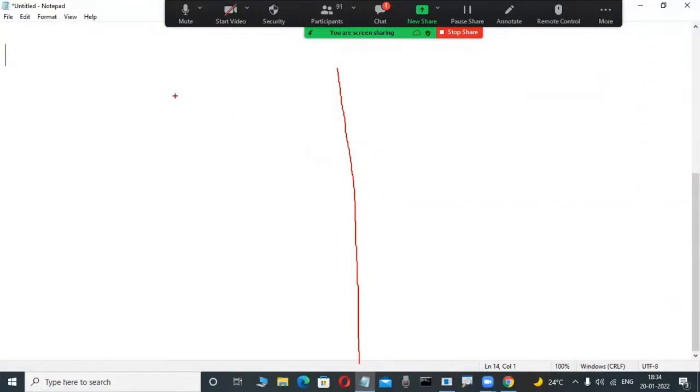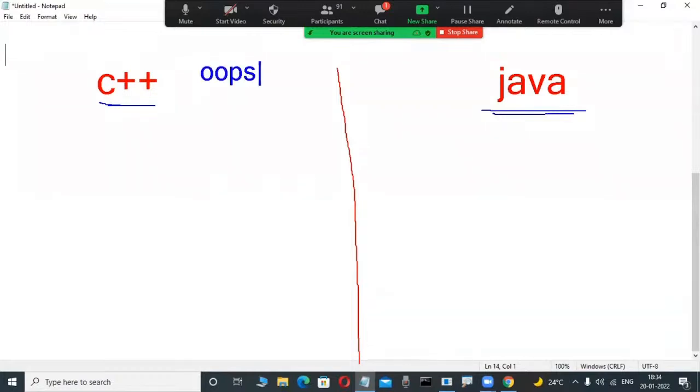Now check it out. Just observe for five minutes, that's enough. This is a demo, just observe what is going on. C++ is a language. Java is a language. For example, for computer students, C++ is a language and Java is also a language. These are two popular object-oriented languages. In object-oriented languages, some OOPS concepts are there, maybe some object-oriented features.